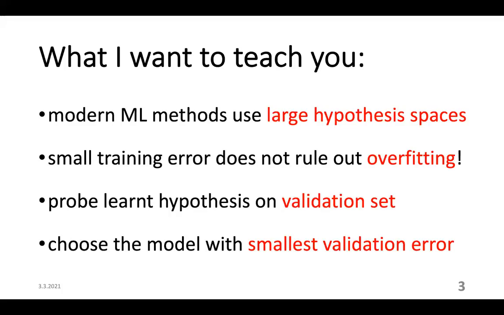So we'll talk about overfitting, and then we will see how to first diagnose overfitting and then how to avoid overfitting using validation. Validation is a very simple idea, which I will explain in detail. And then once we have validated a machine learning method, we can choose between different models. So we can do model selection. And I will tell you in detail how you should choose the model based on validation errors.